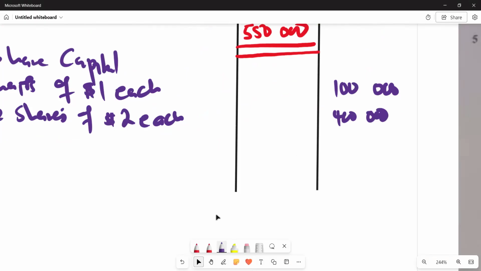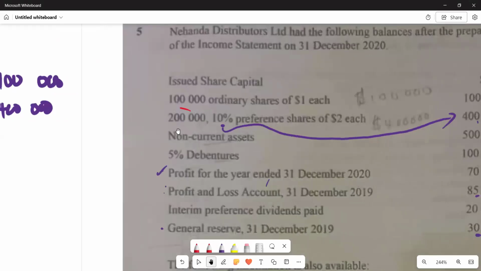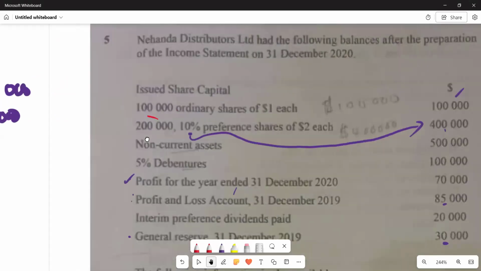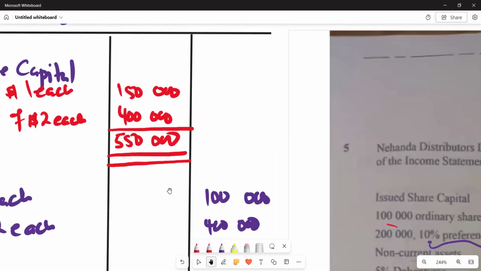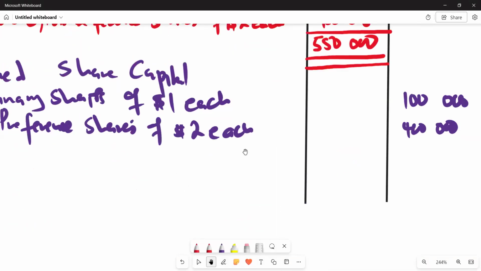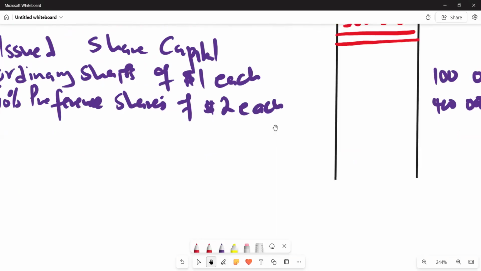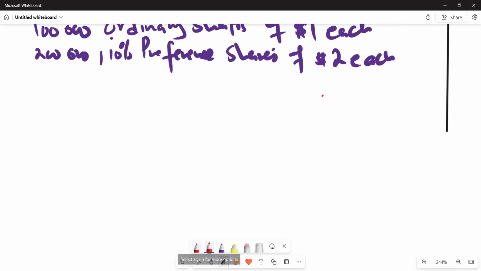Then we can just cross-check in terms of the figures that we have there. So this is what we have. So we can now go to the reserves. We can maybe put a heading there saying reserves. And we're going to list our reserves here. Remember, our reserves, we're going to have our retained earnings and our general reserve. But obviously, we have them. So we can start with our general reserve.